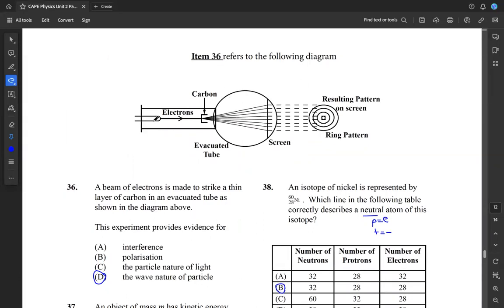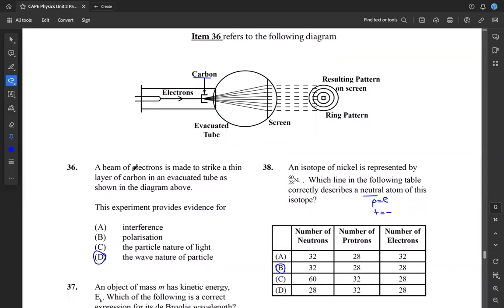So we have a diagram here, we have electrons coming in, and it's going to strike this carbon that's here. And then we're going to get some spreading out, right? And then on the screen, we're going to have some resulting patterns. We're going to have concentric rings of pattern, right? So the electron is coming in, banging on the carbon, and then we're going to get some diffraction patterns, okay? Some concentric circles, that's what this ring pattern is, right?